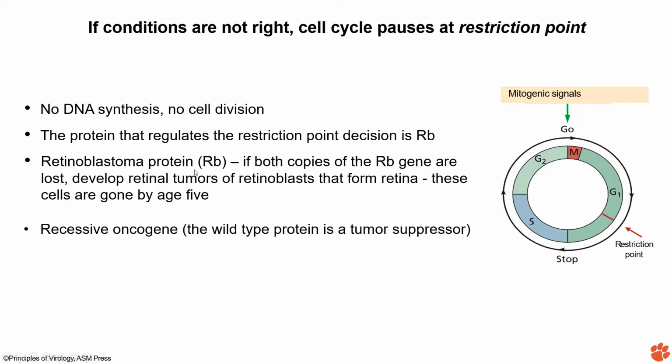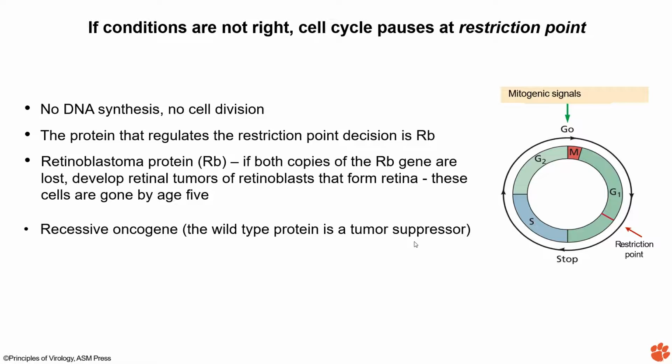Now, if both copies of the RB gene are lost, kids develop retinal tumors from the retinoblast, not as an adult, because these cells in the retina, the retinoblasts which make the retinal cells, rods and cones, are gone by the age of 5. You have all mature rods and cones. But what is important is that RB is a recessive oncogene, and it's a tumor suppressor gene.